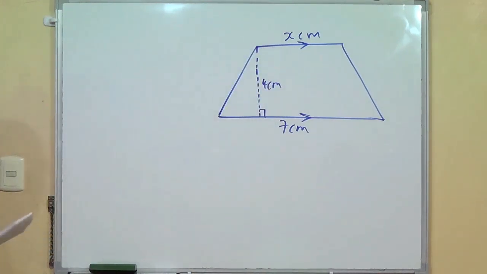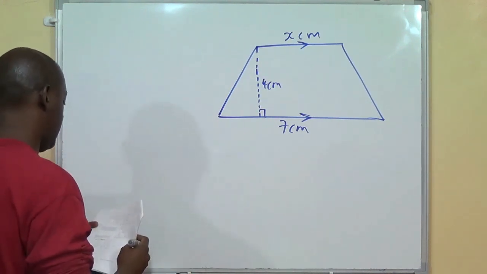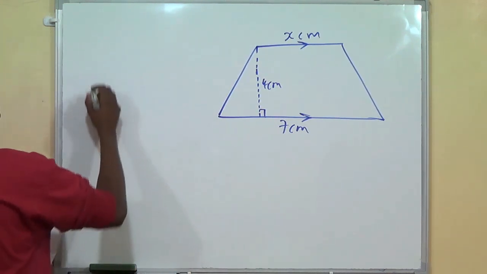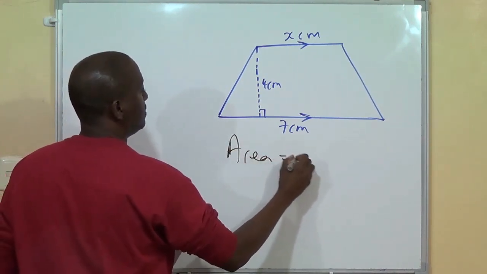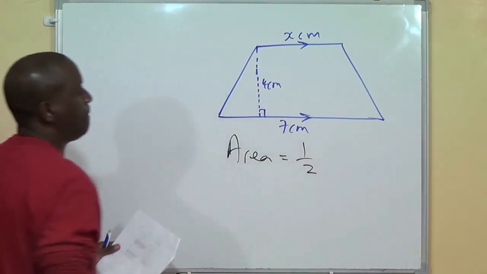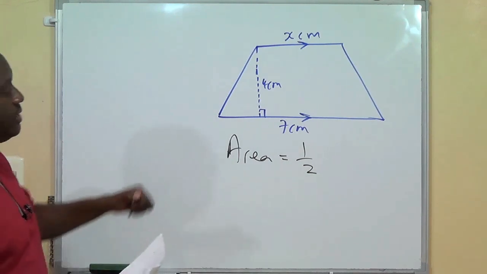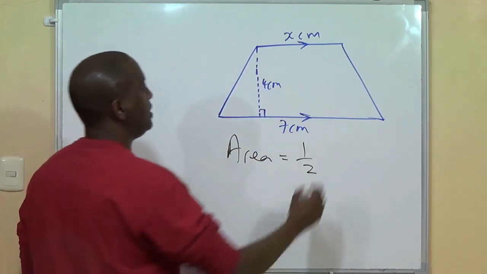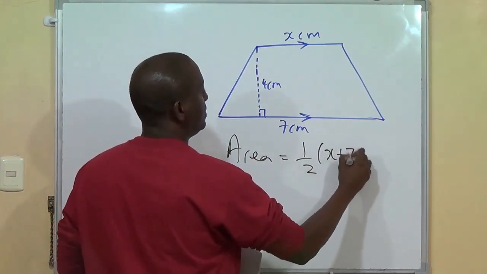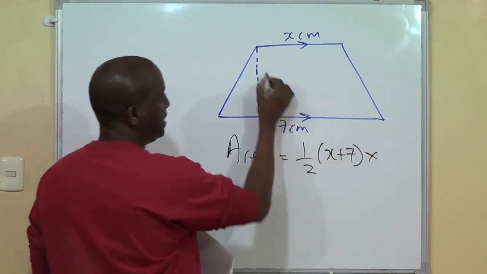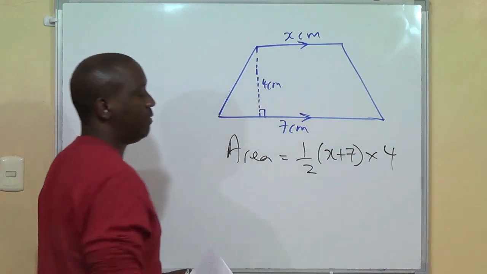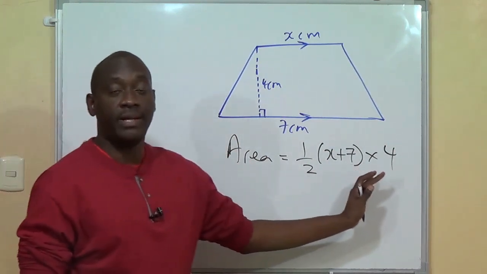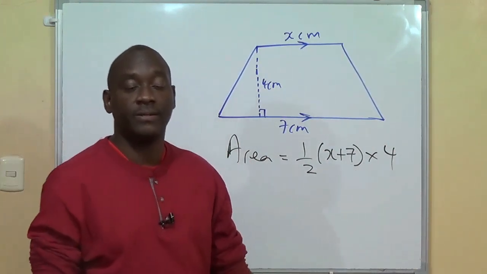So we know that the formula is a half area, right? Yes, the area of a trapezium is equal to a half the sum of the two parallel sides. So in this case, the area would be a half by x plus 7 multiplied by the perpendicular distance between them. In this case, it will be 4. So if you don't remember this formula by heart, it is on the formula sheet.